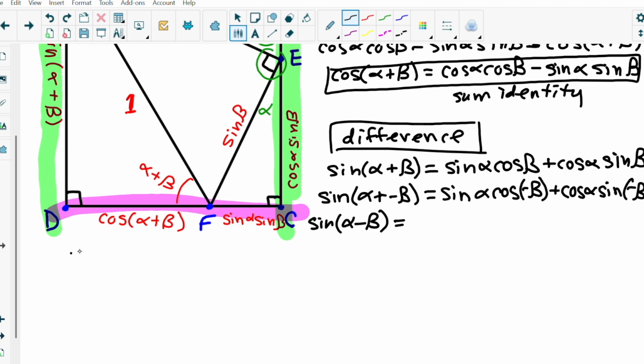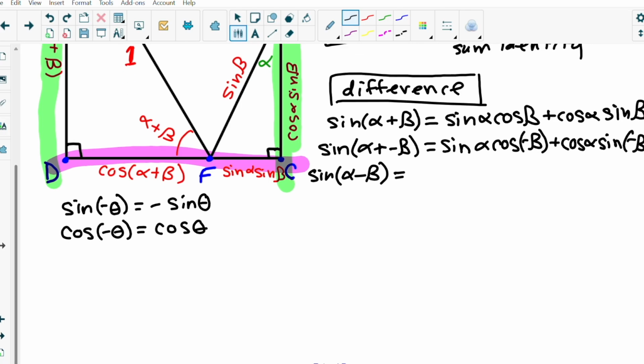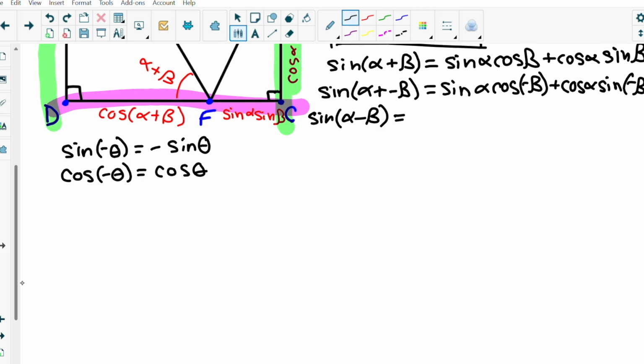When I have the sine of negative theta, this is a handy identity to know. This is equal to negative sine of theta. When I have the cosine of negative theta, that is the same as just cosine of theta. Well, I'm going to do a brief segue here.